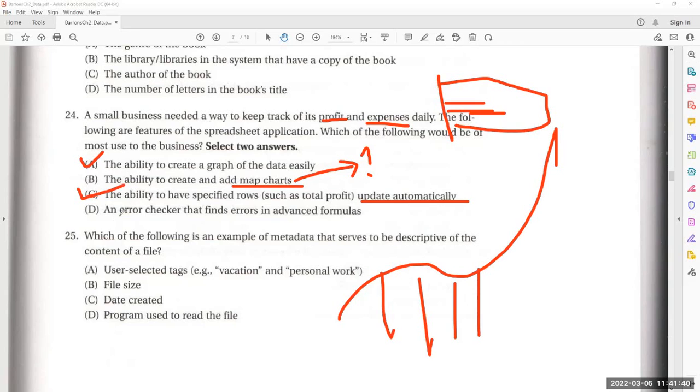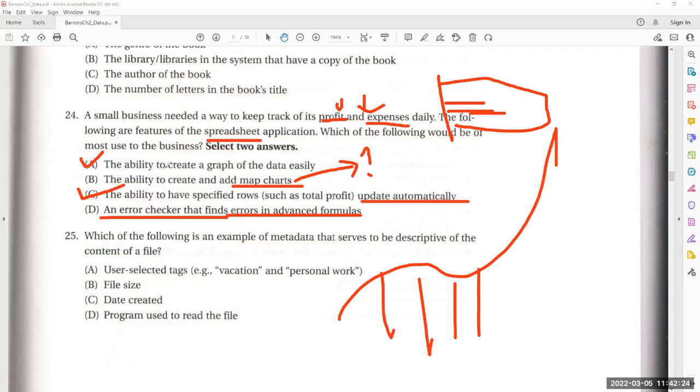How about D? An error checker find out the error in the formula. Wait, I'm talking about profit and expense. And what is the key point? Oh, is this related to it? No, this is related. This is the job done by Excel. I don't care about it. Is that okay? Okay. I don't care about D. That's something that Excel should give me. Spreadsheet application, right? I'm doing business. Why should I care about the formula is correct or not? That's the job done by the spreadsheet.